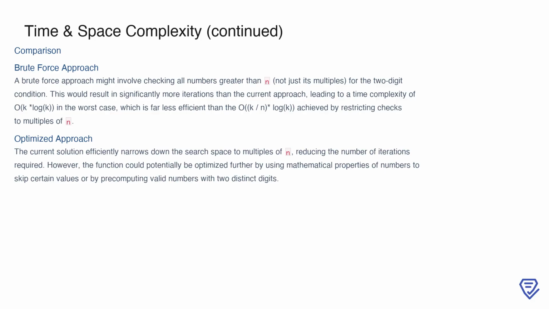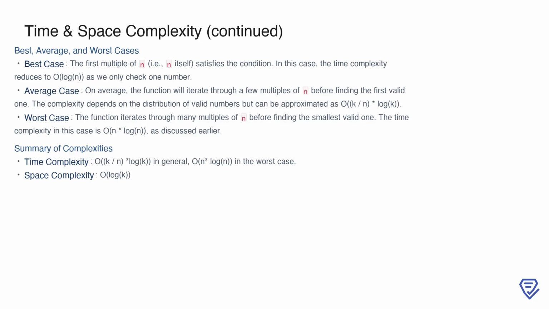While the current solution is already efficient, there is still room for further optimization. For example, mathematical properties or pre-computed lists of valid two-digit numbers could be utilized to skip unnecessary checks and improve performance. When we consider the different cases for this function, the time complexity can vary. In the best case, the first multiple of n, which is n itself, already satisfies the condition. Here, the function only needs to check one number, resulting in a time complexity of O(log n).